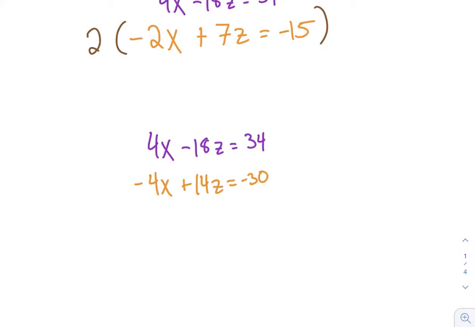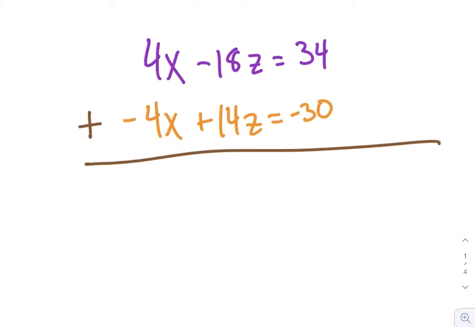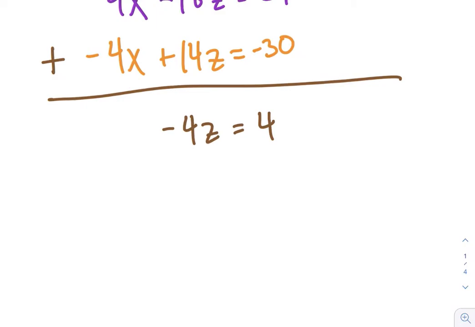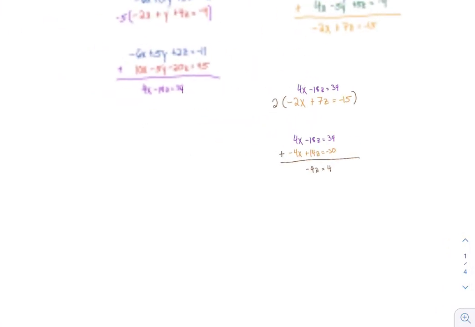And now what I want to do is add these two equations together now that the x's are opposites of each other. So 4x plus negative 4x is 0. They're going to disappear. I don't need to write it. Negative 18 plus 14 is negative 4z. And 34 plus negative 30 is 4. And now I have one equation, one variable.